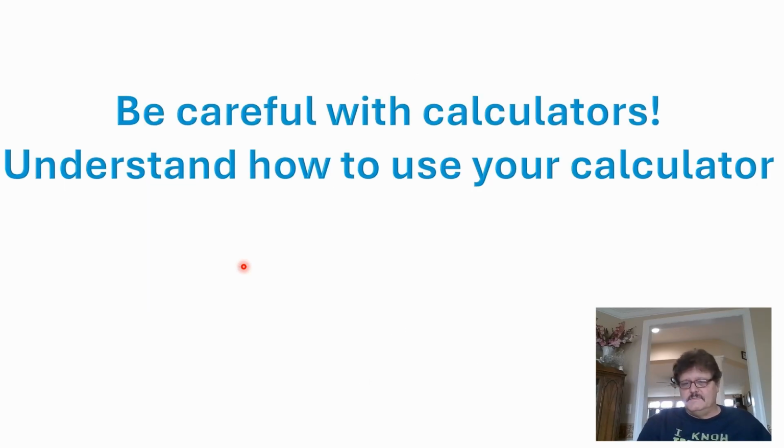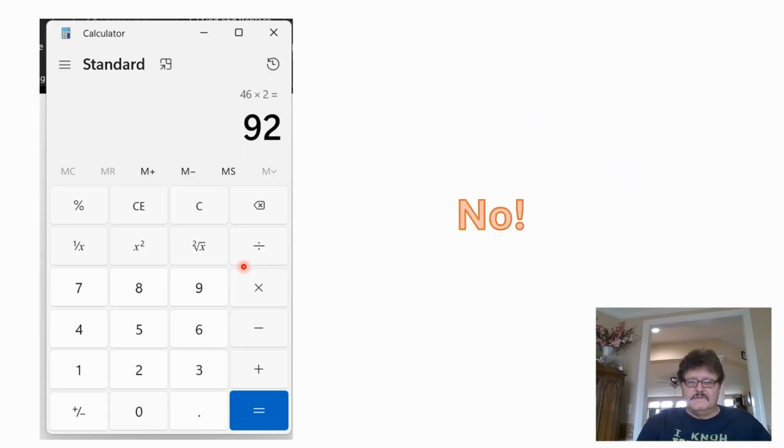Now, I'll also say, be really careful when you're using your calculator. Understand how to use your particular calculator because there are different input methods. This example is showing the standard mode calculator on a Windows computer. It's not very well explained by Microsoft, but it works in what's called immediate execution mode. So as soon as you enter a number, an operator, and another number, it acts as if it's hitting an equal sign for you. It's actually resolving that one operation before going to the next.